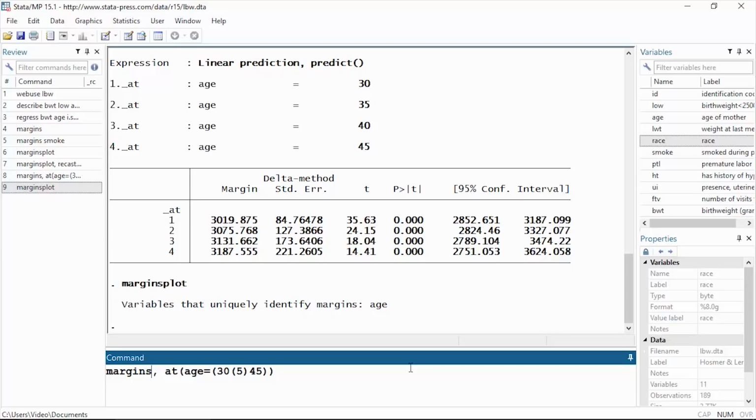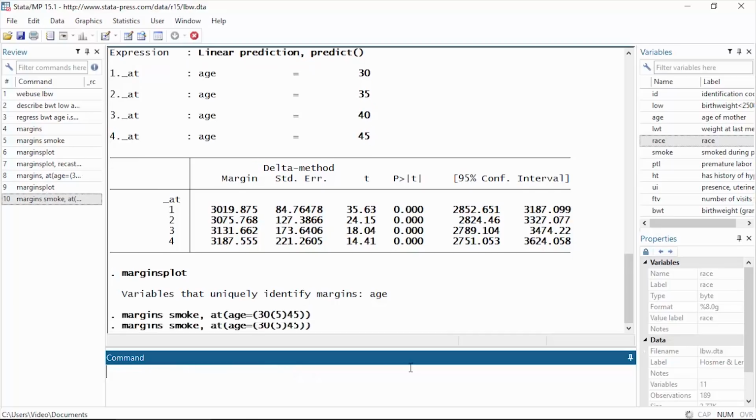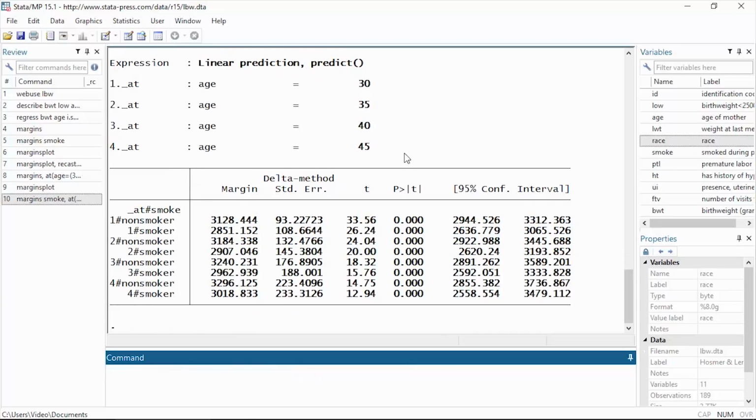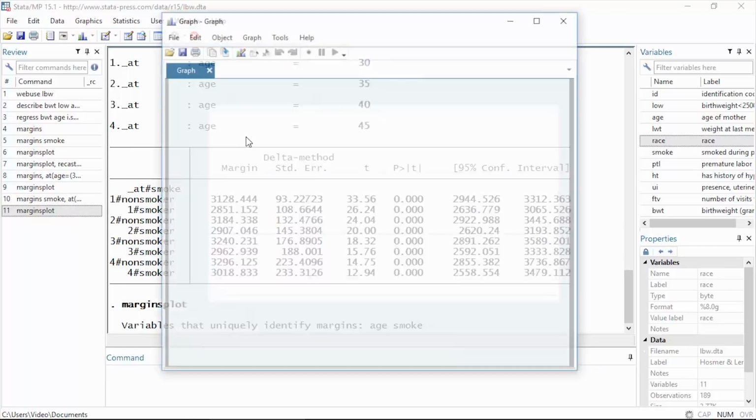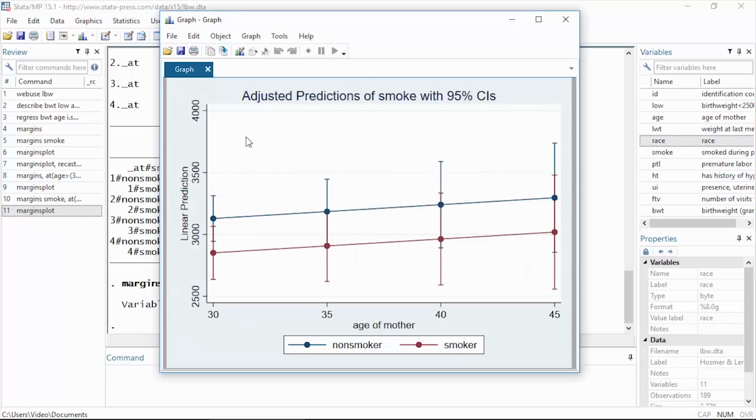I'm going to add smoking to this. So now the command is margins smoke, comma, at age equals 30 through 45 in increments of 5. Press enter, and margins then does the calculations for me, the predicted expected birth weights. Now I can type marginsplot again, and margins will graph the results over age by mothers who smoked and who didn't smoke.